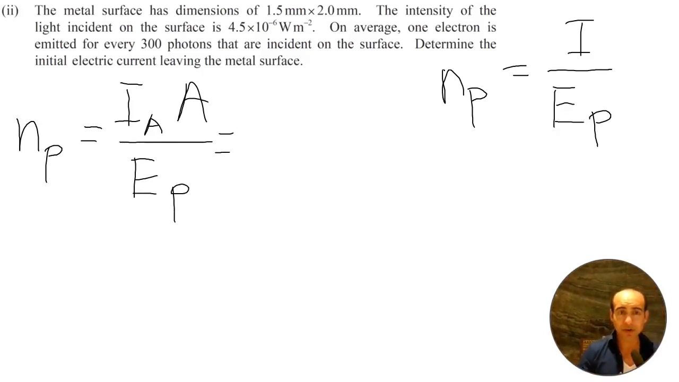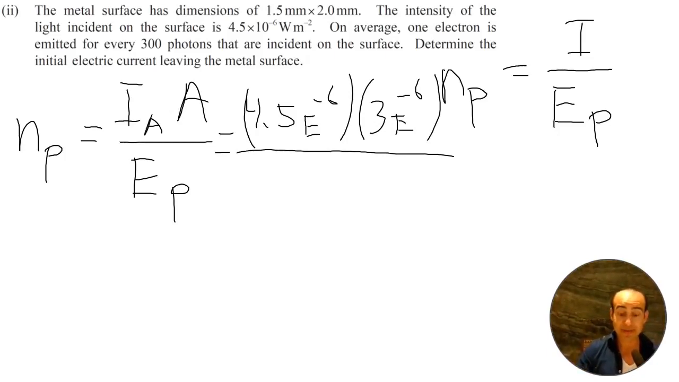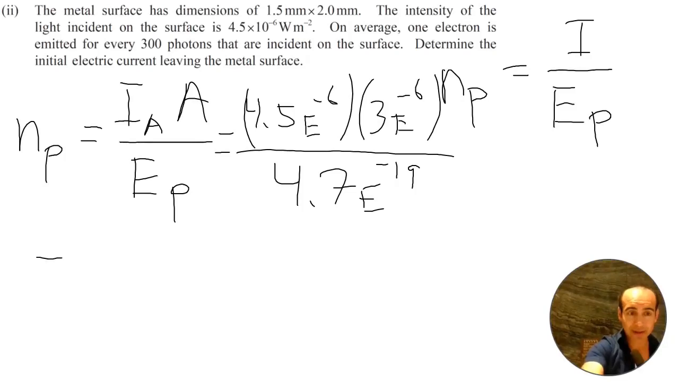And can we plug in some numbers here already? I think so, right? We've got our I, which is 4.5 e to the negative 6th, times the area, which is already found. That was 3e to the negative 6th. Okay, and we also had already found the energy of a photon from the previous example, so we can just reuse that. That's the beauty of these multi-layered questions. 4.7 times 10 to the negative 19. Okay, and if we plug that all into our calculator, we're going to find that the number of photons that are leaving this situation is 28 e to the 6th, okay, per second.